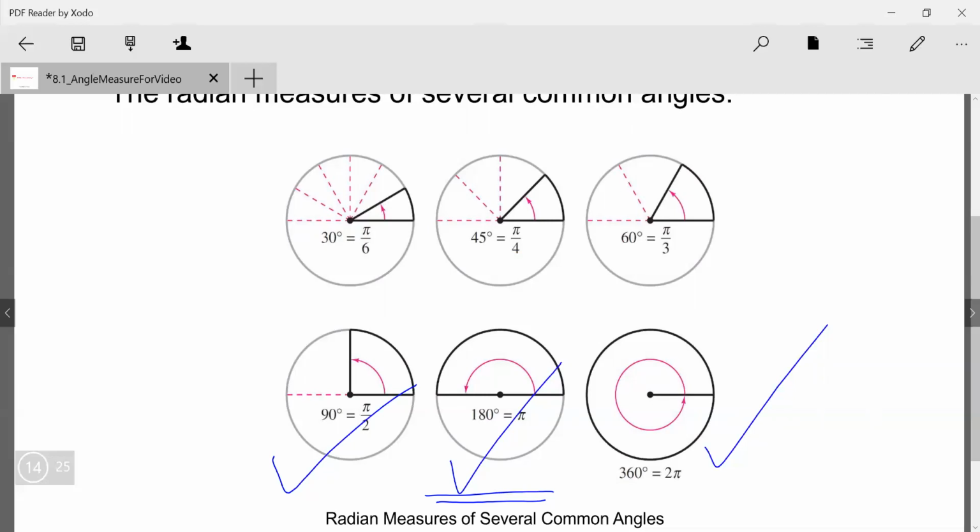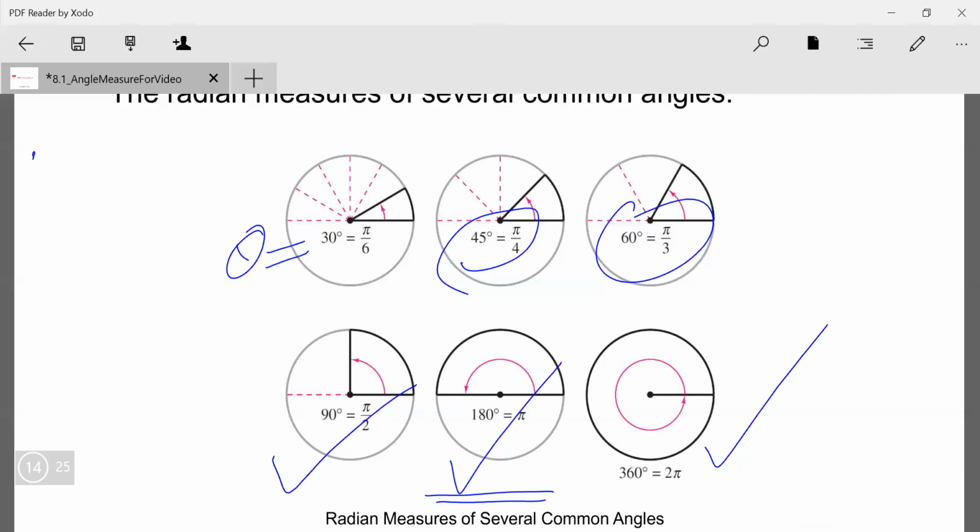Here, theta equal to 30 degrees, which is the same as pi over 6. And theta equal to 45 degrees, which is the same as pi over 4, and theta equal to 60 degrees, which is the same as pi over 3. They are the most important special angles that we need to be familiar with.